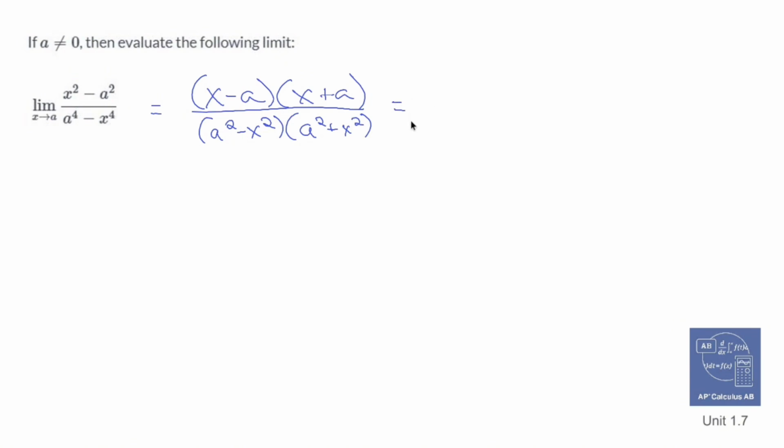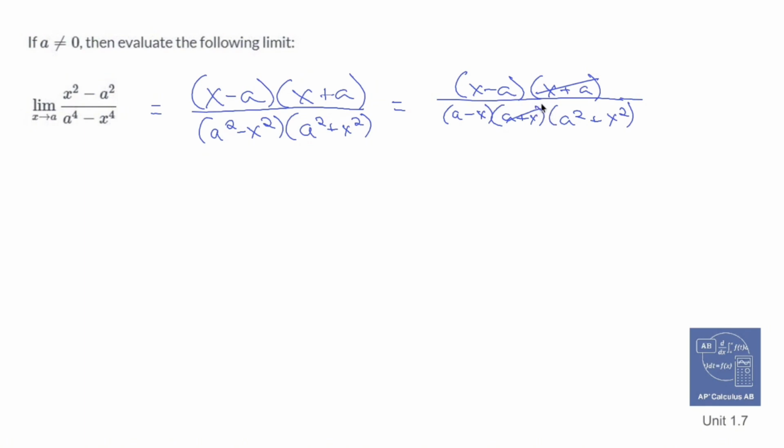Now I can keep going with this. Okay, the top doesn't change. x minus a, x plus a, didn't change. Okay, a squared minus x squared continues factoring. So that's a minus x, a plus x, and then we have a squared plus x squared. Okay, you cross out.